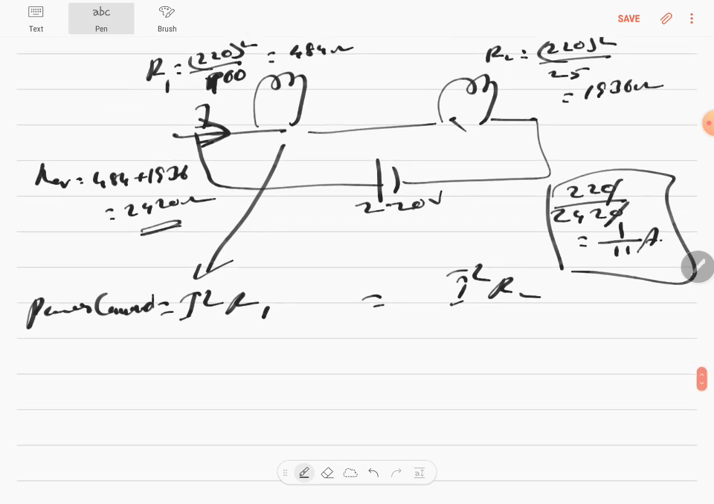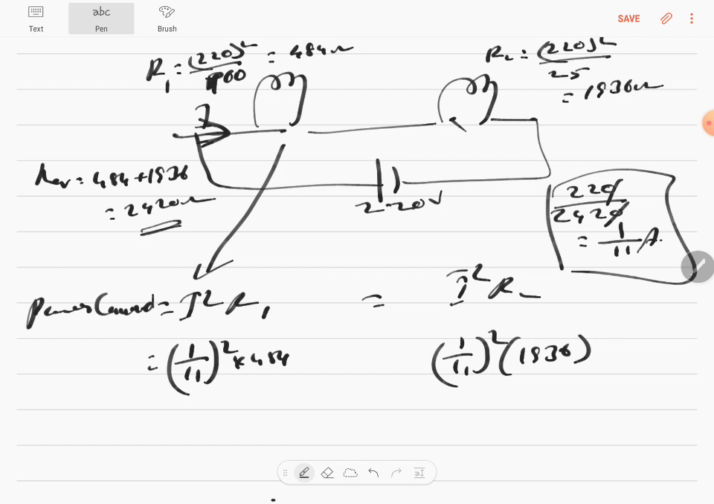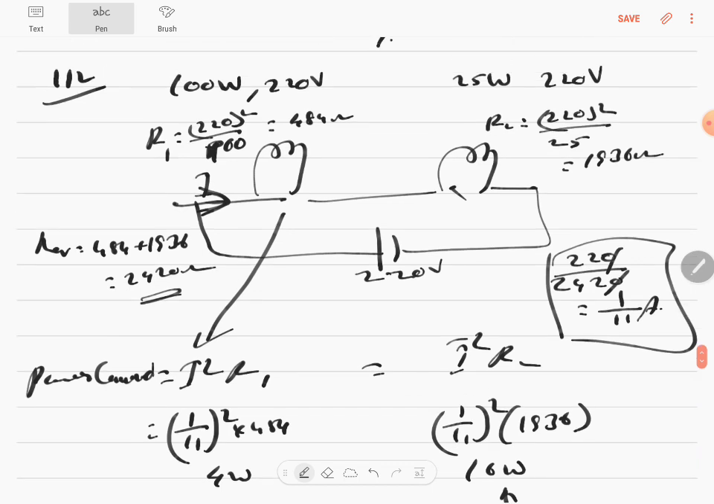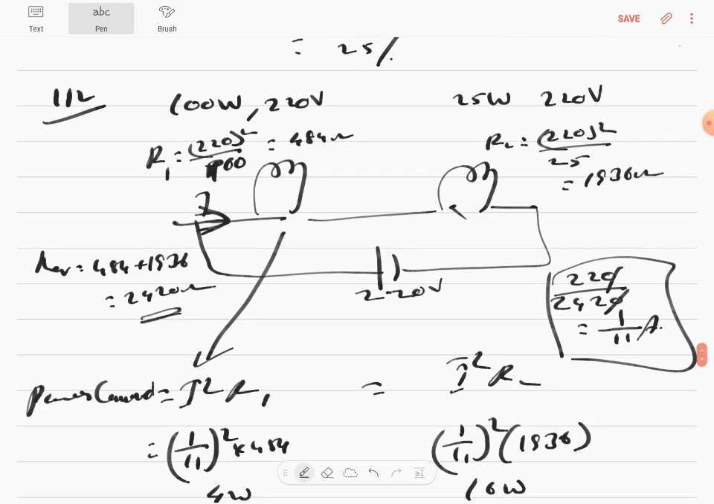Once you know that's the current, you can find 1 by 11 the whole square into R1, which is 484, and 1 by 11 the whole square into R2, which is 1936, will give you the power consumed, which in this case will be 4 watts and in this case 16 watts. So this bulb will glow with the maximum brightness. Obviously you know the low power in series will glow brighter, and that explains it.